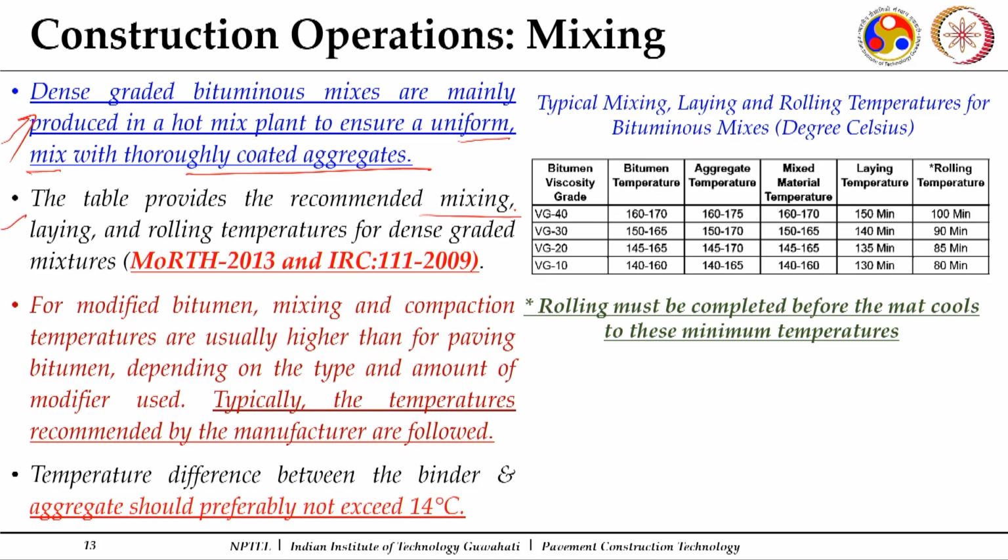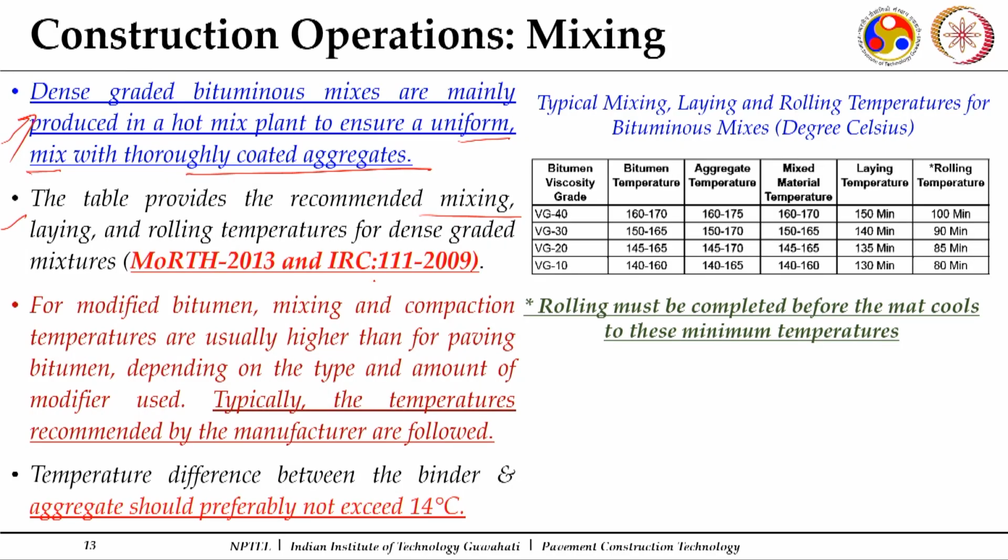Now, for this, an important aspect is the temperature at which it is to be done. Some of the recommendations, specifically because a lot of work has already been done, especially with viscosity grade binders or paving grade binders. For paving grade binders, some standard mixing and compaction temperatures have been recommended by IRC 111 as well as MORTH specifications for different grades.